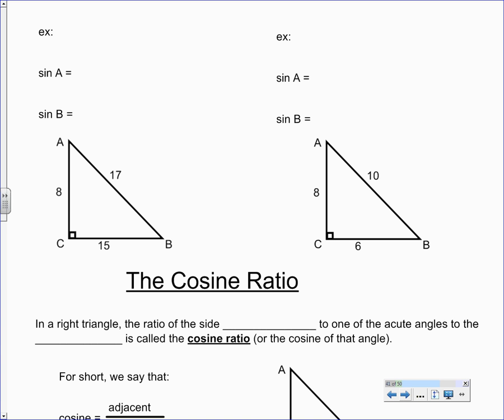So for this first example, we're looking at sine for angle A. Here's angle A. We're going to label all three sides opposite, adjacent, hypotenuse. So here the 15 is the opposite side, the 8 is the adjacent side, and the 17 is the hypotenuse. Sine is opposite over hypotenuse, so here that's going to be 15 over 17. Again, if we switch up and want to find sine for angle B, we have to relabel the sides. Now 8 is the opposite side, 17 is still the hypotenuse, and 15 is now the adjacent side. So sine for angle B will be 8 over 17.